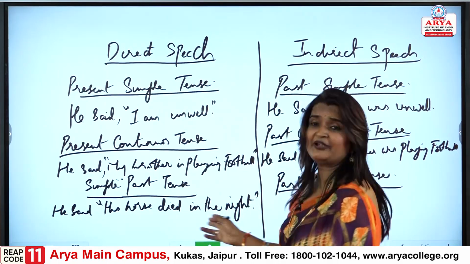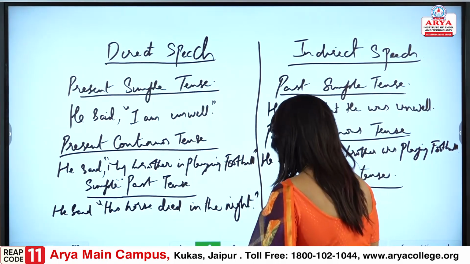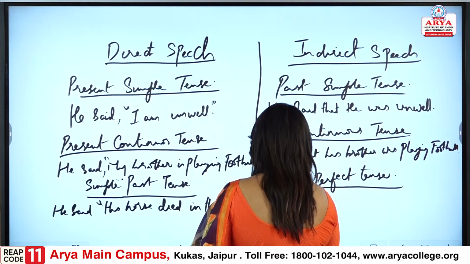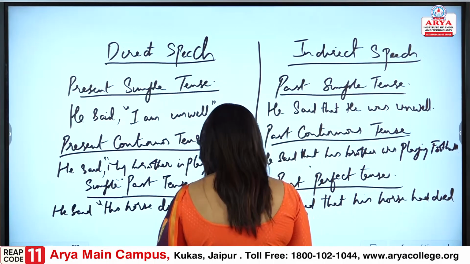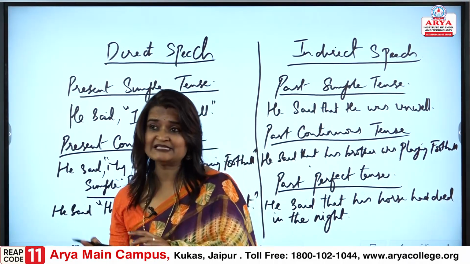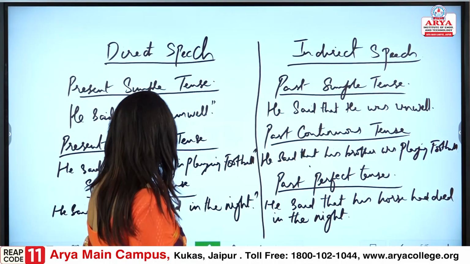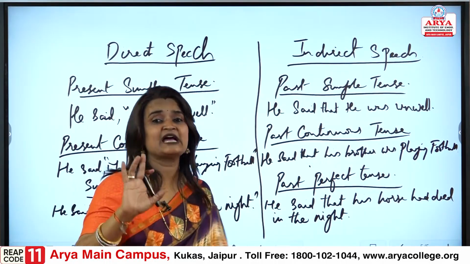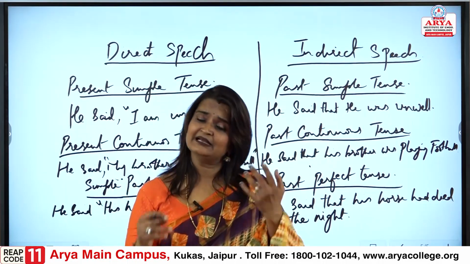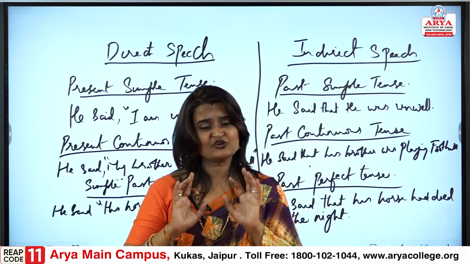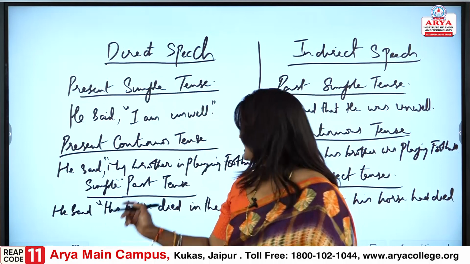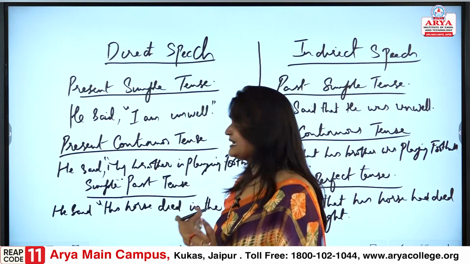Now, in past perfect, how would we continue it? We would be converting it to, he said that his horse had died in the night. So, in simple past, it is saying he said his horse died in the night. It is in past itself, but I am telling it in present. So, it is a simple past, recently happened.